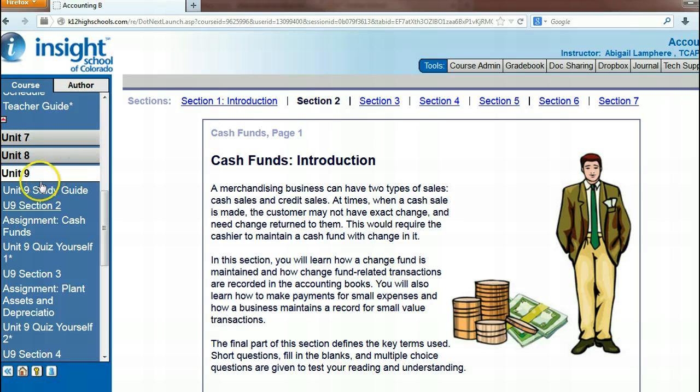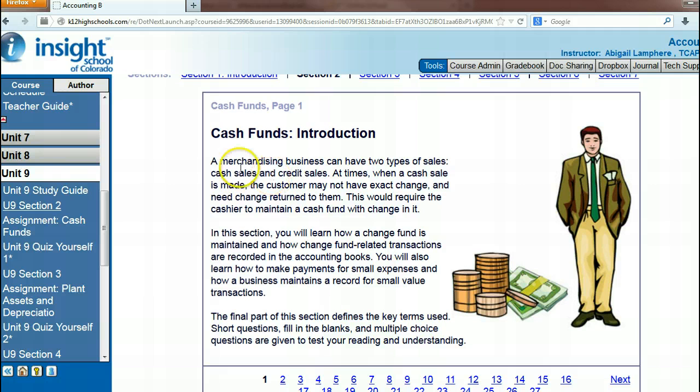So we are looking at Section 2 of Unit 9, and this section deals with cash funds. With cash funds, this has to do with our sales and cash sales in particular. There are two types of sales that a business can have: cash sales and credit sales. At times when a cash sale is made, the customer may not have exact change and needs change returned to them. So this would require the cashier to maintain a cash fund with change in it.